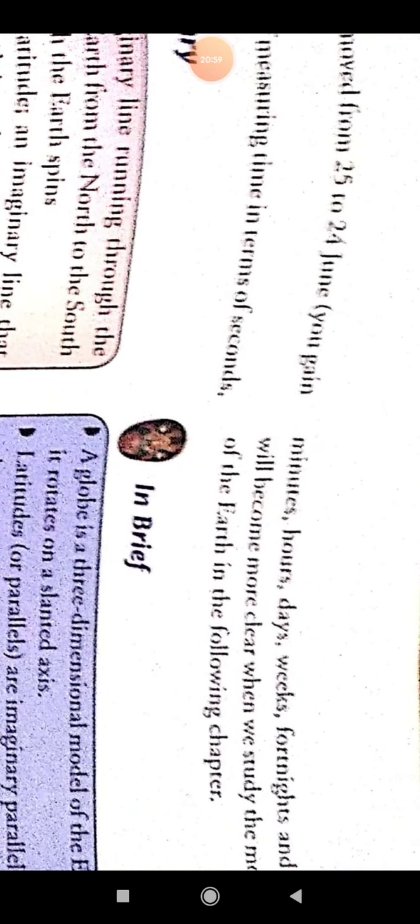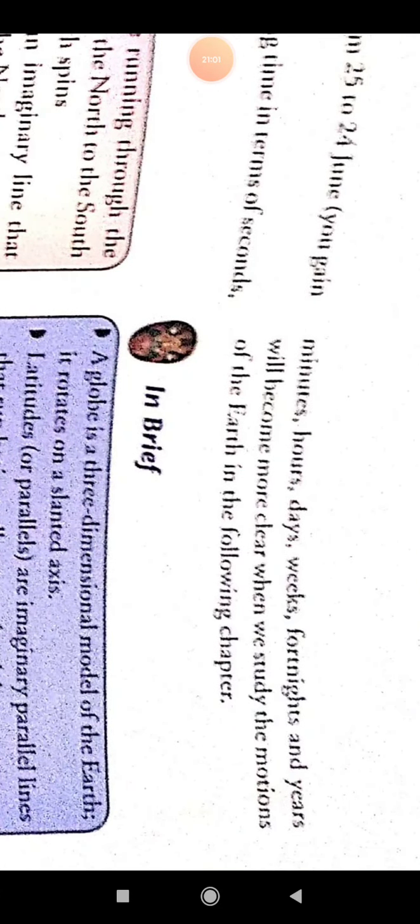And the concept of measuring time in terms of seconds, minutes, hours, days, weeks, fortnights and years. Fortnight means 15 days. This will become more clear when we study the motions of the earth. Motions of the earth means movement of the earth. So we will study this in the next chapter.